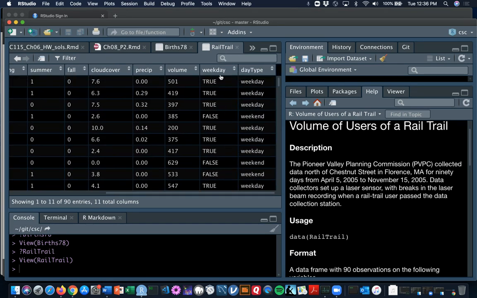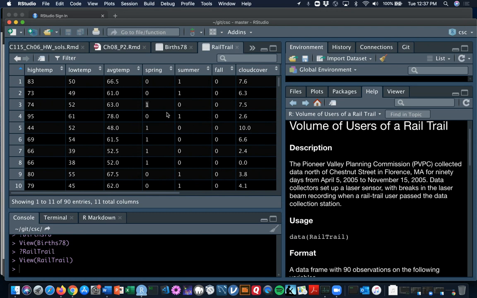And then two variables that say what type of day it is. Weekday is going to be true if it's a Monday through Friday that's not one of your standard holidays like July 4th or Christmas, and false if it's a weekend or a holiday that occurs during the week. Day type is either weekday or weekend. Weekday, Monday through Friday, weekend, Saturday, Sunday. Okay, that's the information on RailTrail that you can take back to the original screencast.